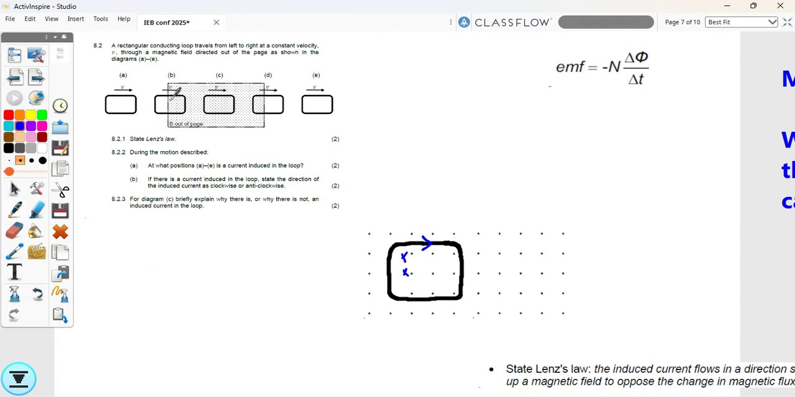So as it's moving into the field, there's my clockwise current being created, to form a new magnetic field. Oops, I did not want to kill my little coil there. There we go. Alright, and then as I'm moving out, so here you can see nothing is changing.